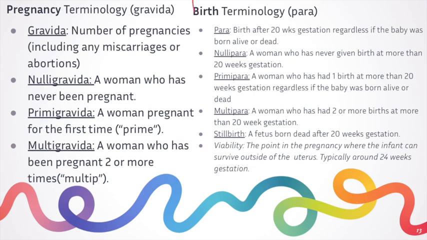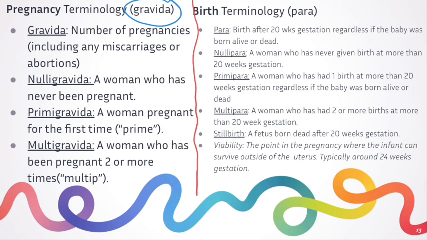So now we're going to talk about pregnancy terminology and birth terminology. I want you to kind of divide this slide in half. Boy, that looks messy. I apologize. Okay. Let's talk about the pregnancy terminology first. Gravida. We're talking about gravida. So gravida is the number of pregnancies your client has ever had. Gravida includes miscarriages, abortions, anything. Anytime they've ever had anything in that uterus, gravida.